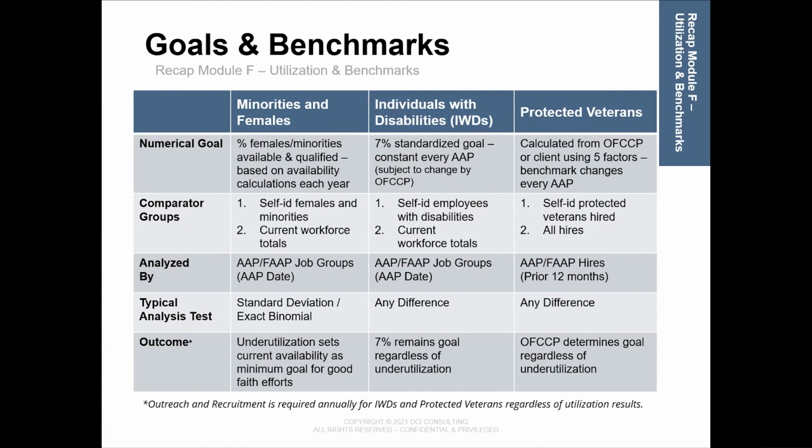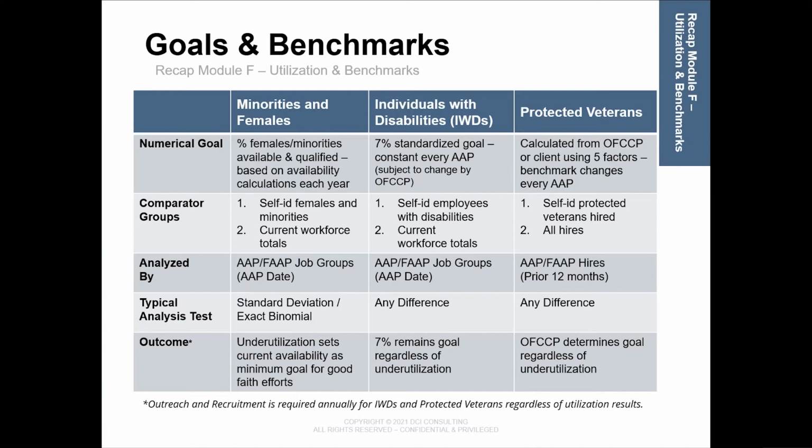Individuals with disabilities, the numerical goal is a standardized goal of 7%. This is consistent every affirmative action plan unless changed by OFCCP. Individuals with disabilities are identified by a self-ID, employees with disabilities. Again, this is taken from your current workforce total, so your current year roster as of this snapshot. And this is also looked at and analyzed by AAP or FAAP job groups. The typical analysis test that DCI conducts for this is an any difference test, whereas if any of your job groups fall below the 7%, it is determined that that job group is underutilized for individuals with disability.